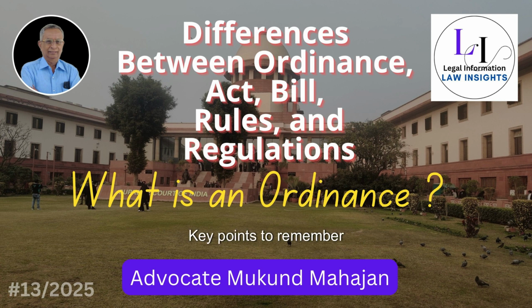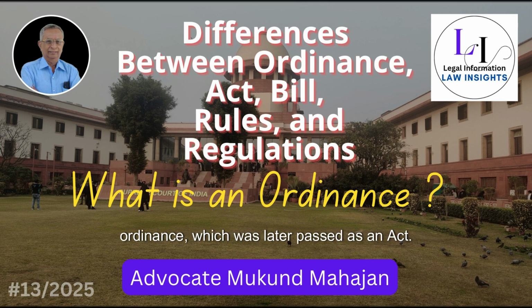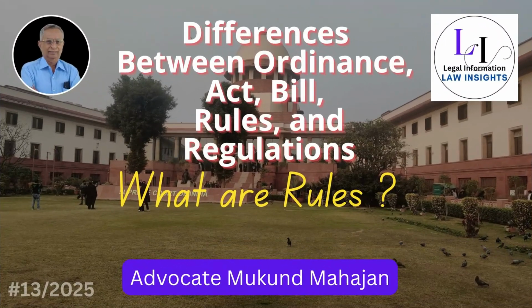Key points to remember. An ordinance is valid for 6 weeks after Parliament reconvenes. If not approved by Parliament within this period, it lapses. Ordinances are often issued during emergencies, such as national security threats or natural disasters. A notable example is the Triple Talaq Ordinance, which was later passed as an act.